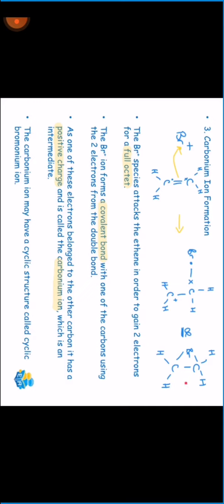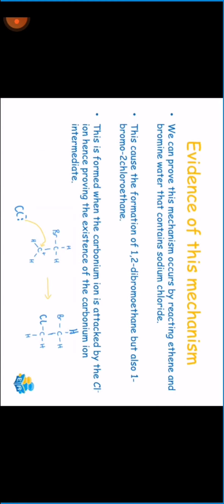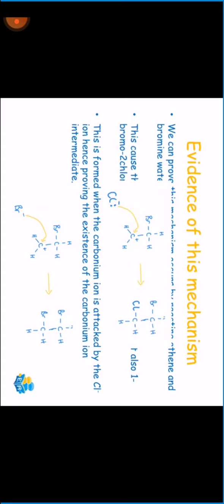The carbonium ion can also exist as a cyclic structure called the cyclic brominium ion. The final step of this reaction is called ionic addition, and in ionic addition the carbonium ion is attacked by the Br- ion, and this results in the formation of 1,2-dibromoethane. So we can prove that this addition reaction occurs by reacting ethene and bromine water that contains sodium chloride.